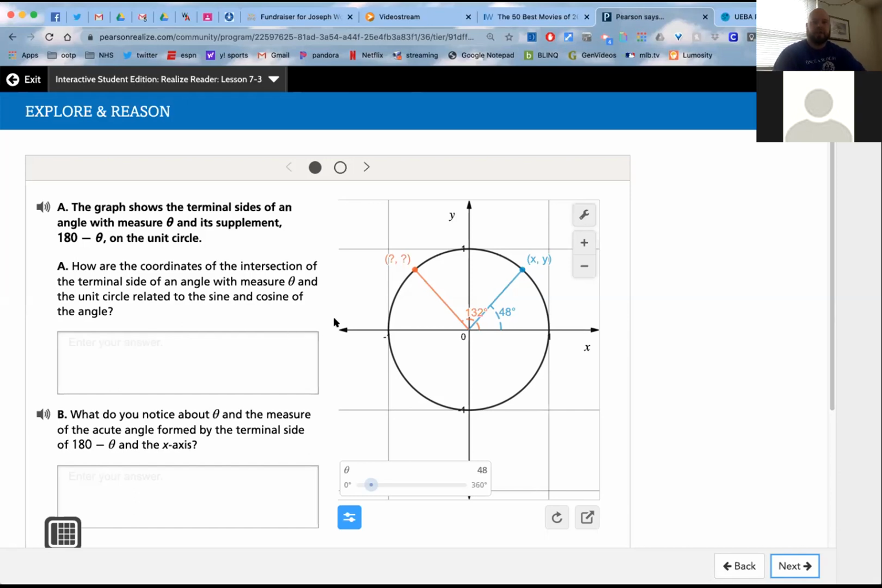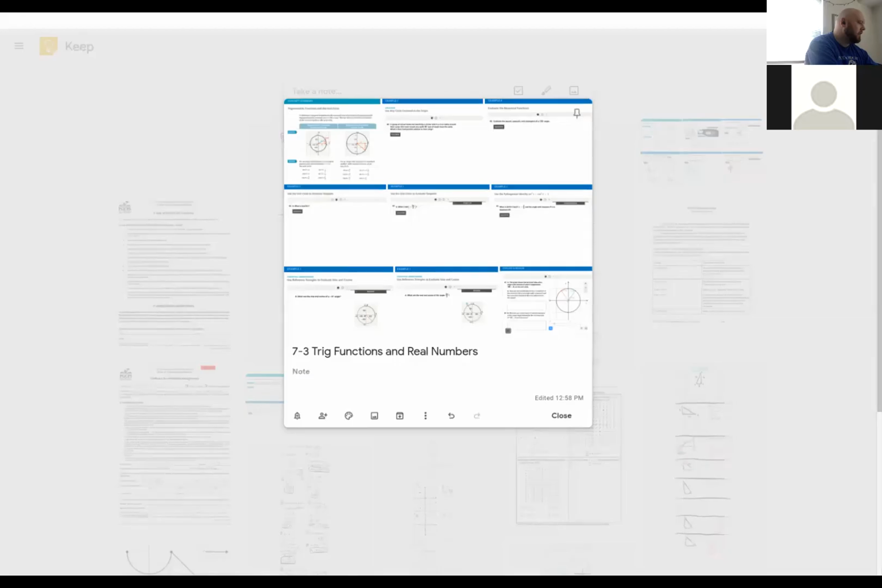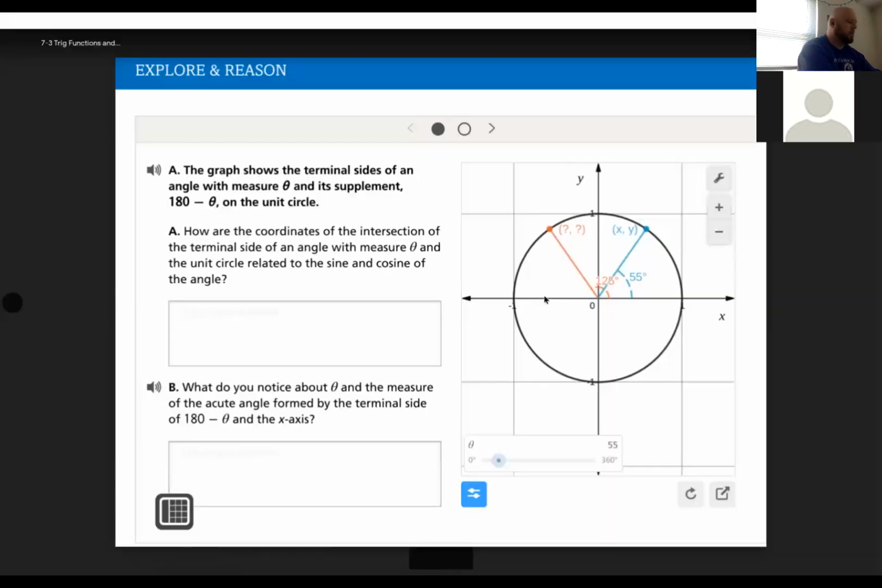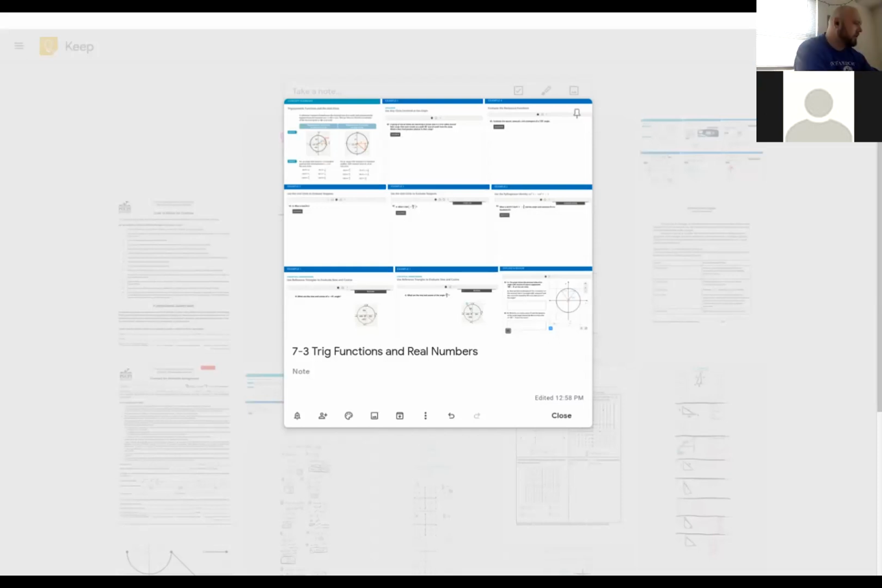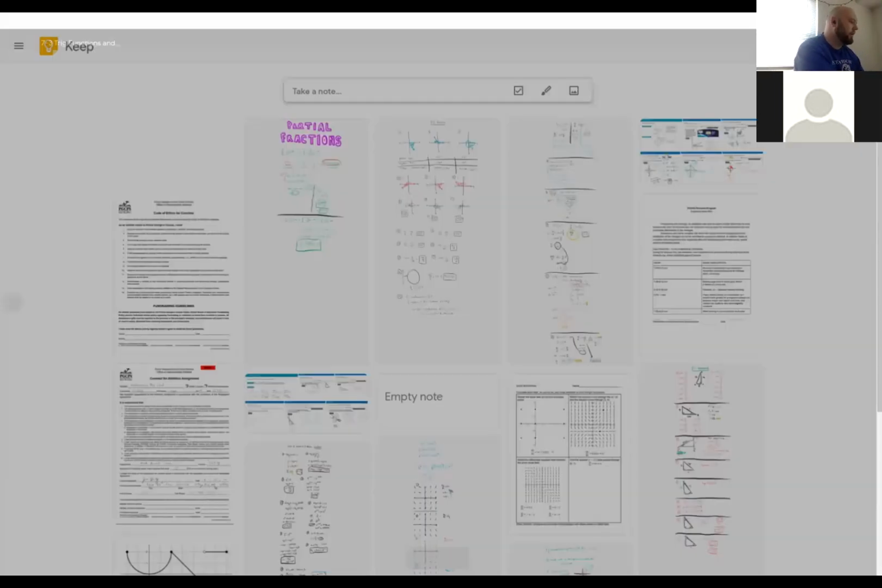So what I'm actually going to do now is jump over to my other screen, and I'm going to be able to write on the screen. So give me a second and I will pull that up. Okay, so we need to edit. There we go.